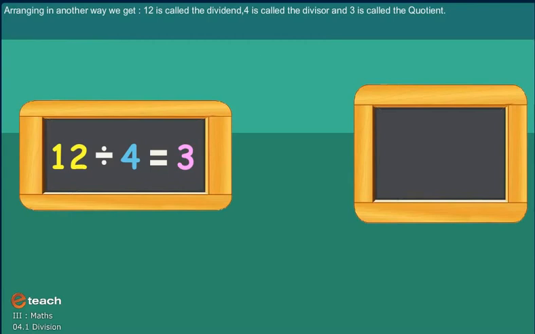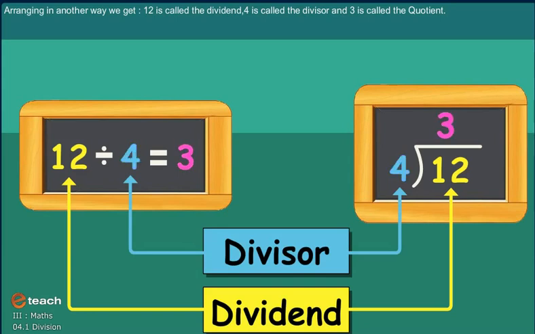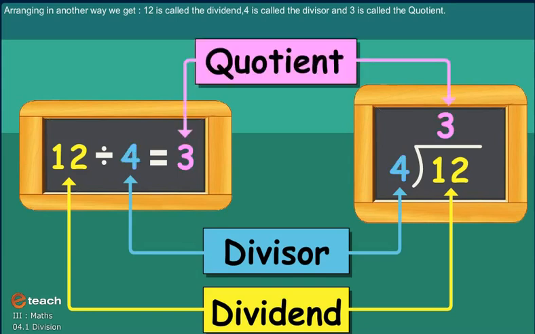Arranging in another way, we get 12 divided by 4 equals 3. 12 is called the dividend. 4 is called the divisor. 3 is called the quotient.